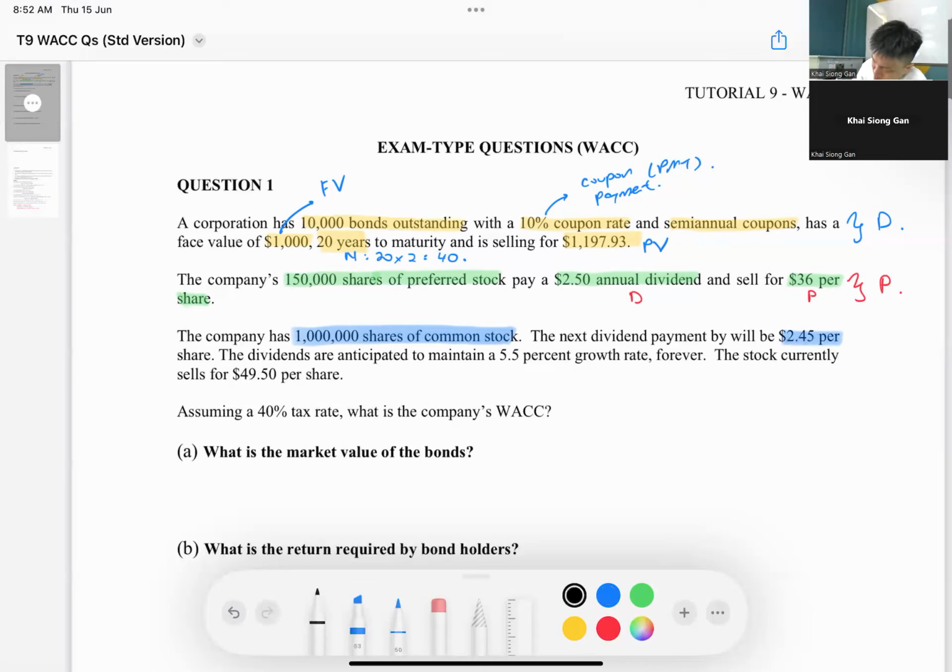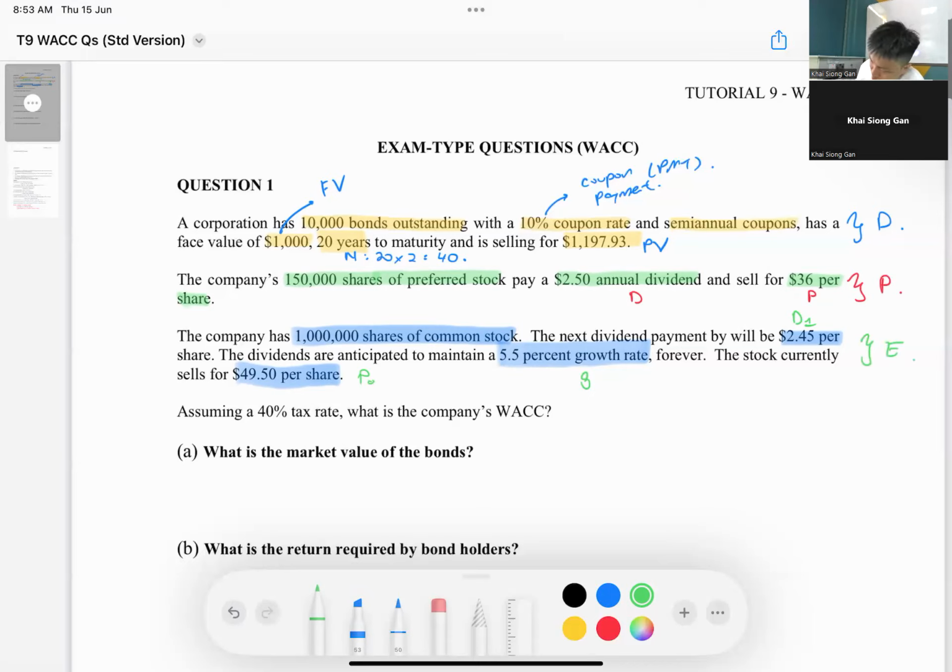So what is this? This is what we call D1, the future dividend. The dividends are anticipated to maintain a 5.5% growth rate. So what is this? This is the growth rate. The stock currently sells for 49.50 per share. So what is this? It is the price. So this is for us to calculate the cost of equity, the common stock.